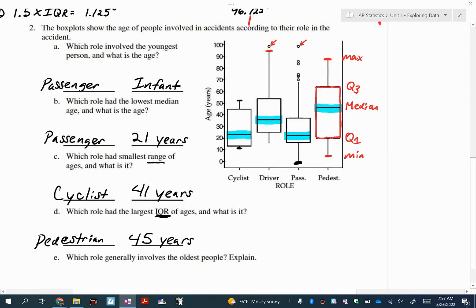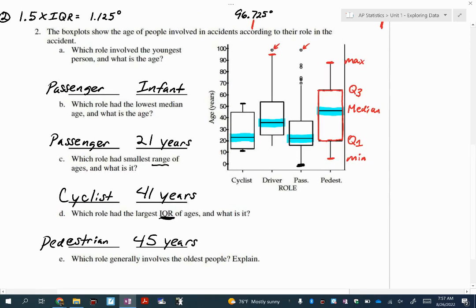Okay, the last question before we finish this video. Which role generally involves the oldest people? This can be tough to understand as you're starting to learn what a box plot is. What most students end up doing incorrectly here is they get drawn to driver and passenger because they have the highest data values. Passenger has a lot of outliers up there, and driver just has a lot of people that are older in that upper tail, or I should say upper whisker.